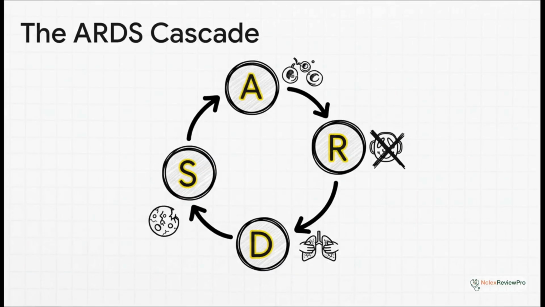This mnemonic actually sums up the whole cascade of failure in ARDS perfectly. The A is for atelectasis, that widespread collapse of the alveoli.